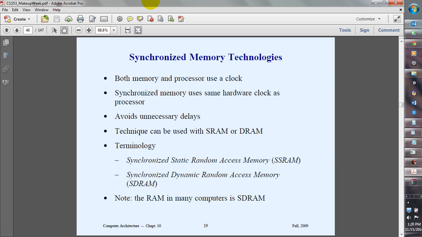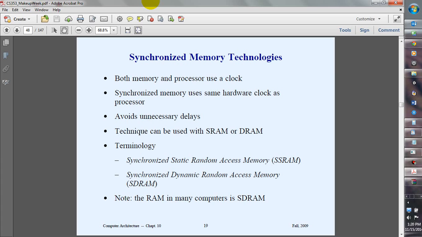Memory needs to be synchronized because we need to make sure that we're in sync with the clock. That way we can work together with the controller to get our requests. The memory and the processor both use a clock, and we need to be synced up to that clock. We need to use the same hardware clock. This way we can avoid any unnecessary delays while we're waiting for the next clock cycle, for example. We can also use this technology with SRAM or DRAM.